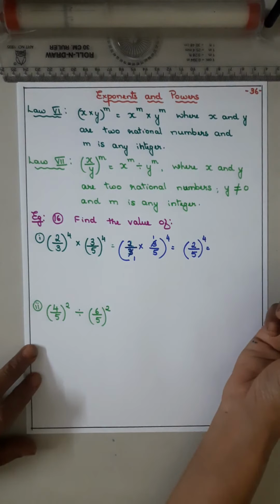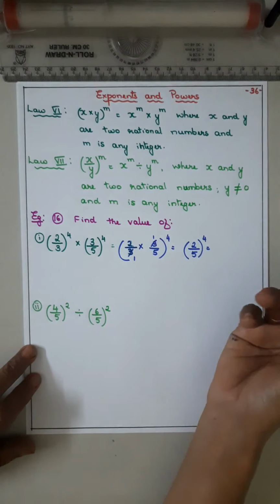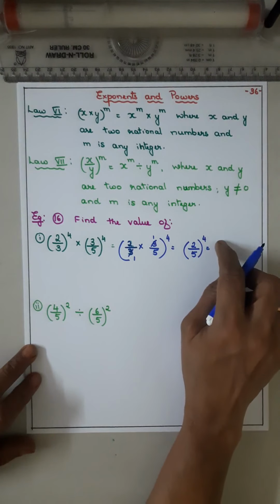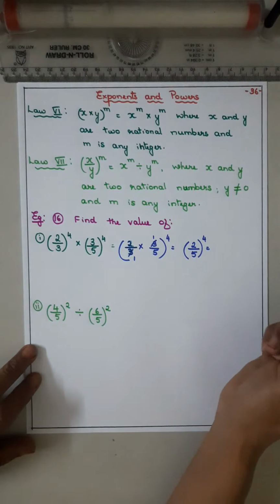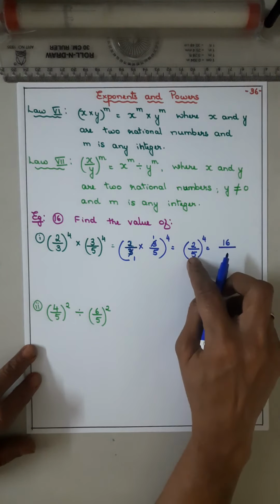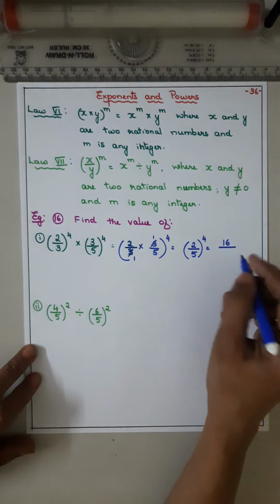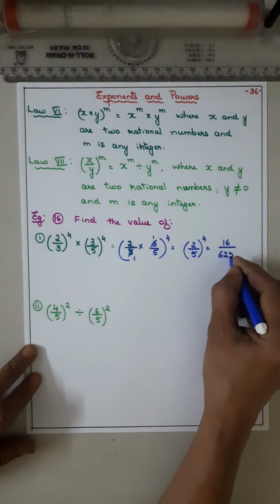Now, multiply and see. We have to evaluate the value. So, 2 2s are 4, 2 2s are 4, 4 4s are 16. Now, 5 5s are 25, 5 5s are 25, 25 25s are 625.